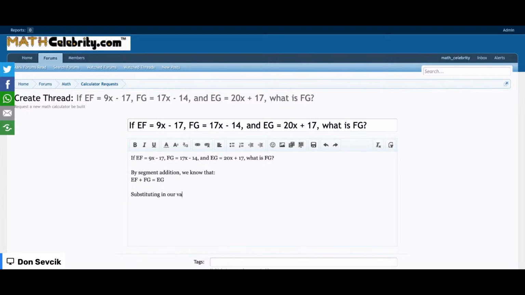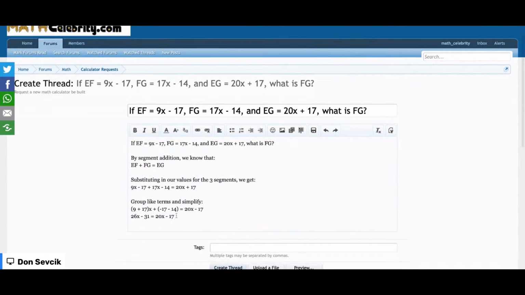I put a point in the middle of EG called F. EF plus FG is going to equal the full segment. So substituting in our values for the three segments, EF we're given as 9x minus 17, plus FG is this, and then we know EG is this. So simplify and group like terms. We have 9x plus 17x, right? And we've got plus negative 17 minus 14 equals 20x minus 17. 9 plus 17 is what? 26. 26x minus 31 equals 20x minus 17.